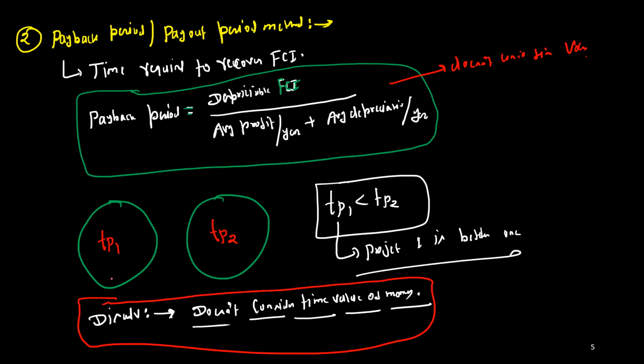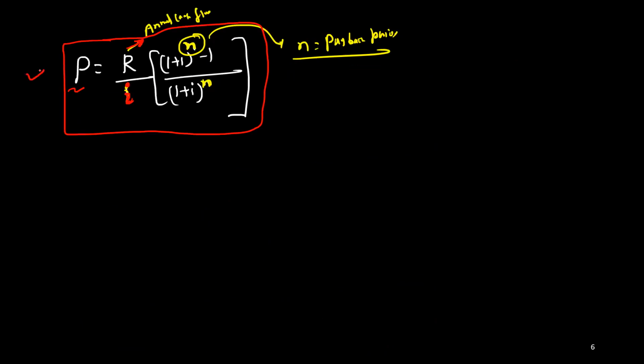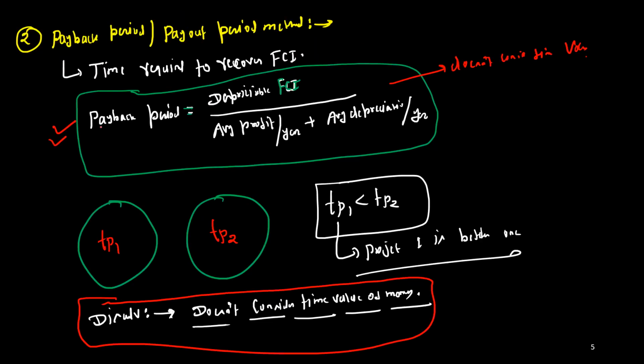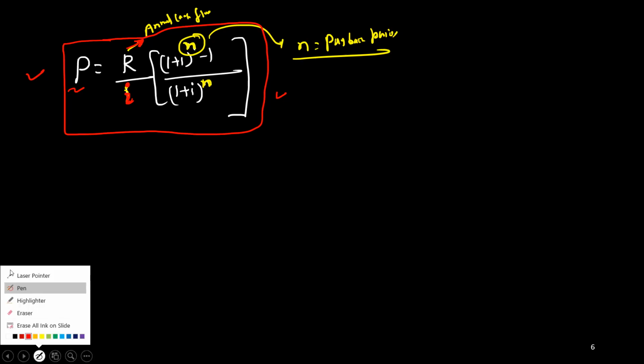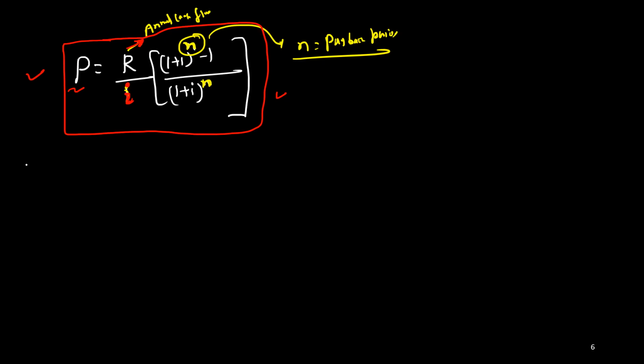So I hope this is clear to all of you, how and when you will use this particular formula. The earlier formula can be used when depreciable fixed capital investment is given, and average profit per year and average depreciation per year are given. But this formula can be used when the annual cash flow is given and the present value of the assets is given, and you can calculate the payback period by using this formula. So it is a very, very important formula. Most of the time students forget, but try to remember that this formula can also be used for the calculation of payback period.